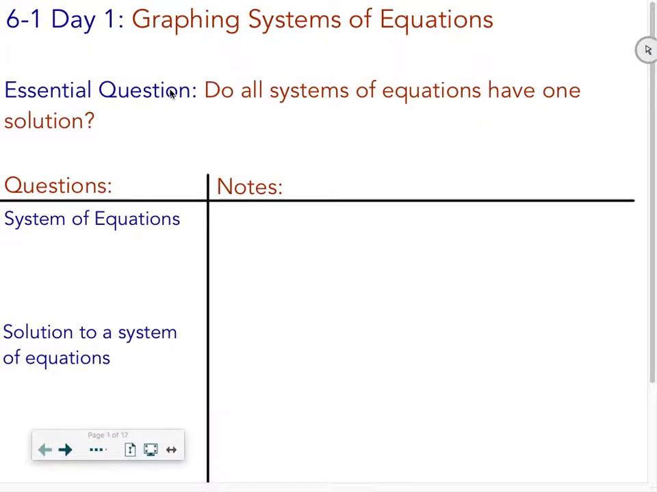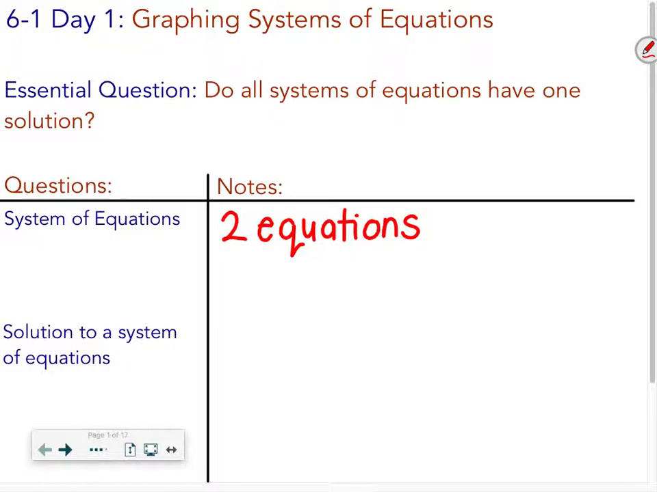Section 6.1, Day 1, Graphing Systems of Equations. Essential question: Do all systems of equations have one solution? A system of equations is two equations. In this chapter, we will always be looking at two equations for each problem.